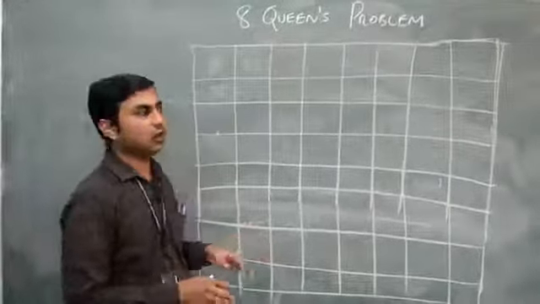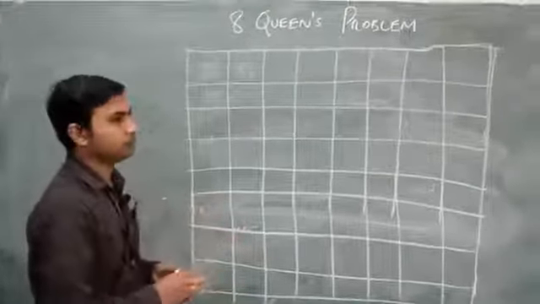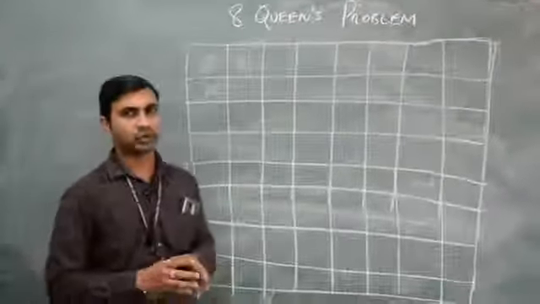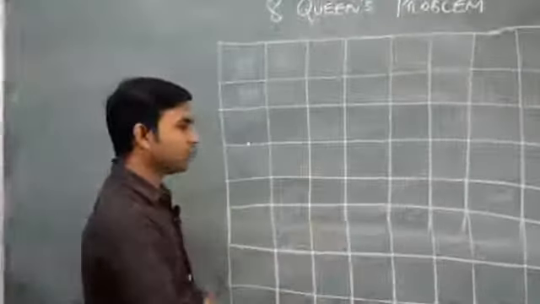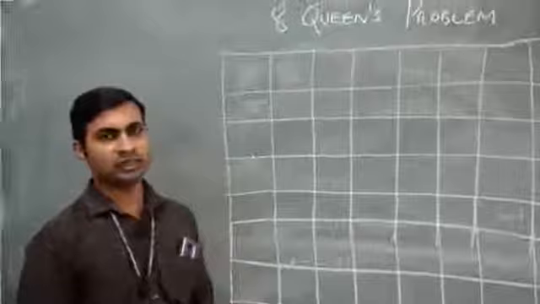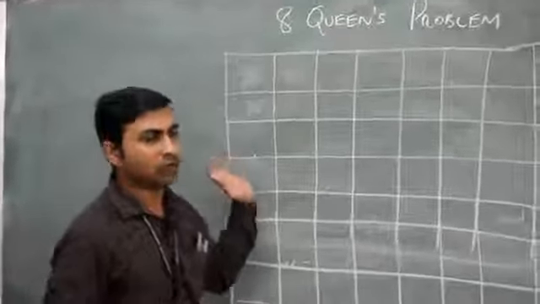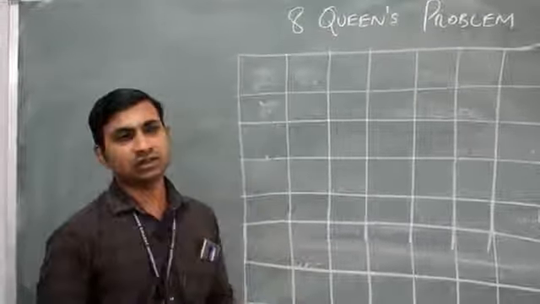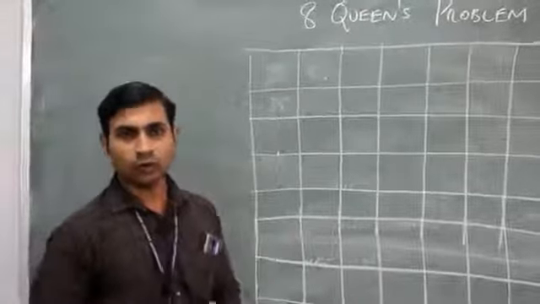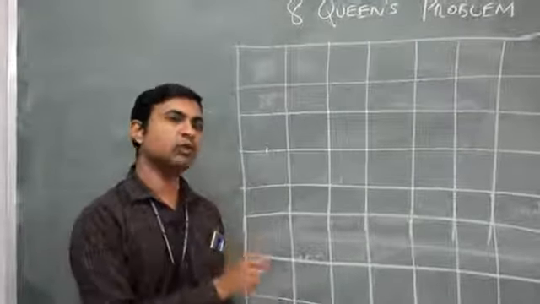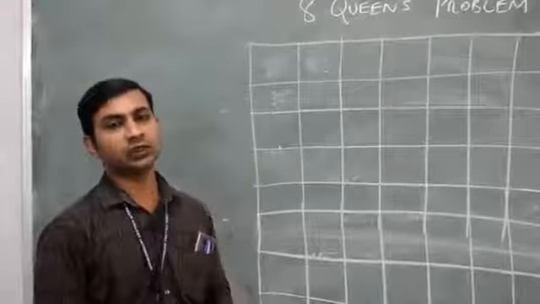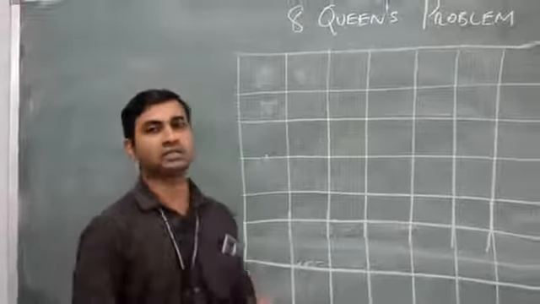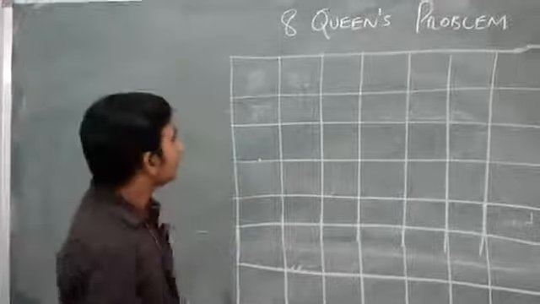Now let us see how to solve the 8 queens problem. What is the 8 queens problem? Here you have got 8 rows and 8 columns. We have to place the queens in each column with the condition that no two queens share the same row, same column or the diagonal positions. In other words, no queen threatens the other queen.